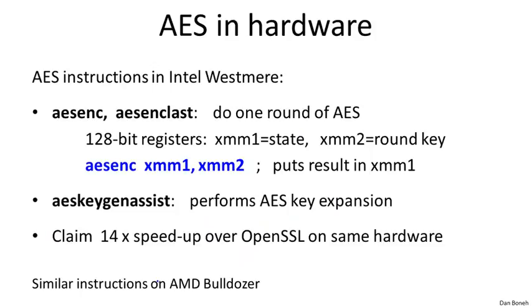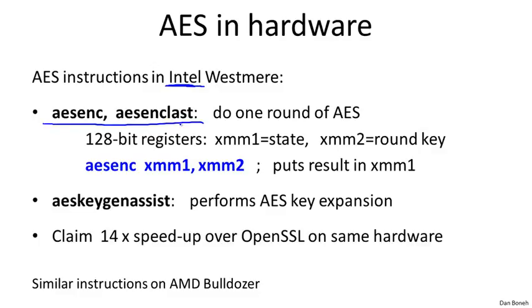Now, AES is such a popular block cipher. Essentially, when you build crypto into products, you're supposed to be using AES. And as a result, Intel actually put AES support into the processor itself. So since Westmere, there are special instructions in the Intel processor to help accelerate AES. And so I listed these instructions here.